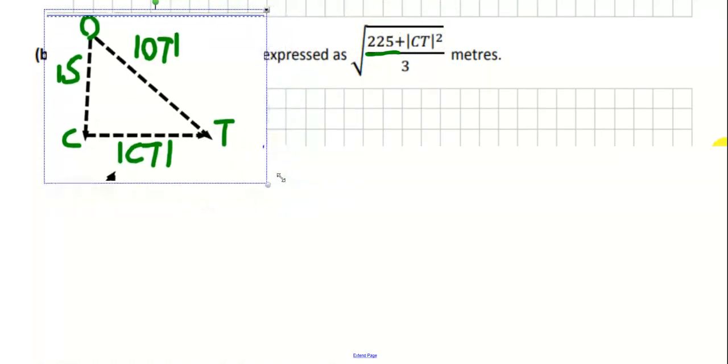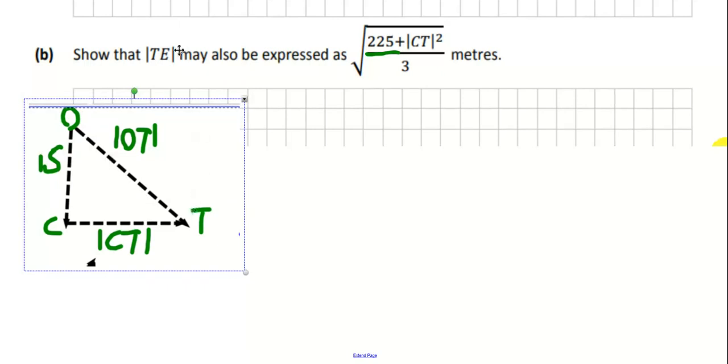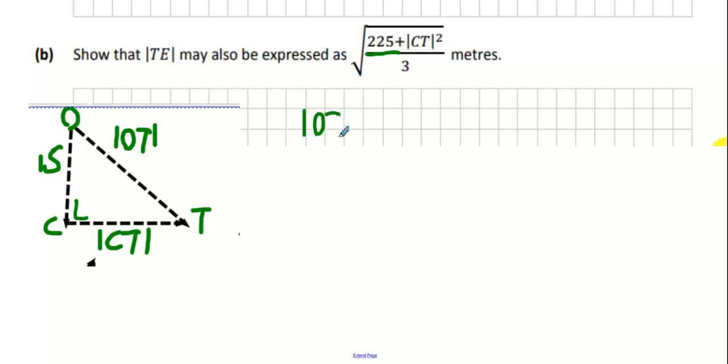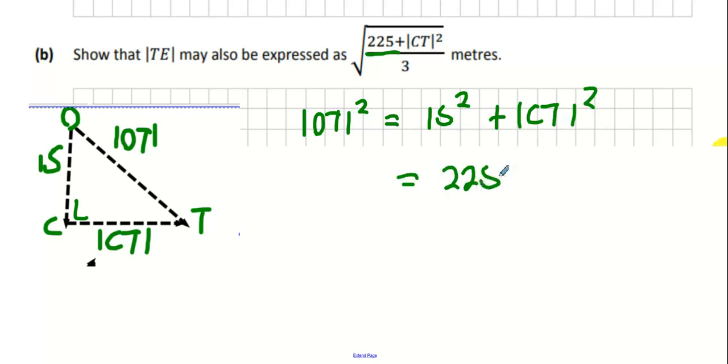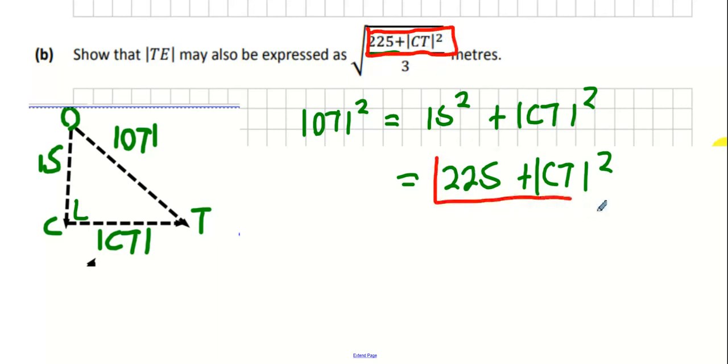Okay, now what we're figuring out is that we have the triangle DCT and it's right angled, which means I can use Pythagoras' theorem, which means I can use DT squared equals 15 squared plus CT squared. 15 squared plus CT squared is 225 plus CT squared. Okay, now that checks off this part here. See this red part here? I'm pretty happy with that because that's that part there.